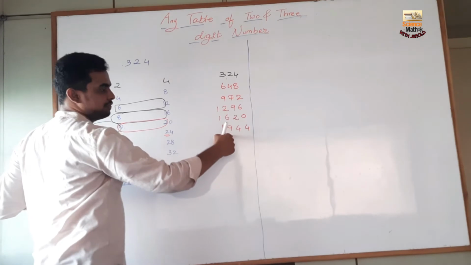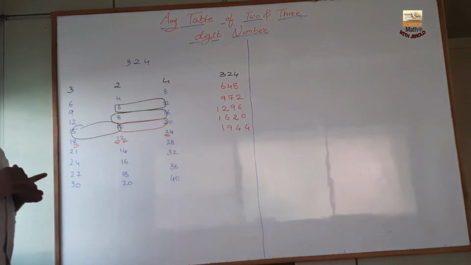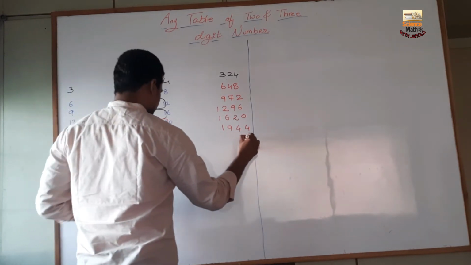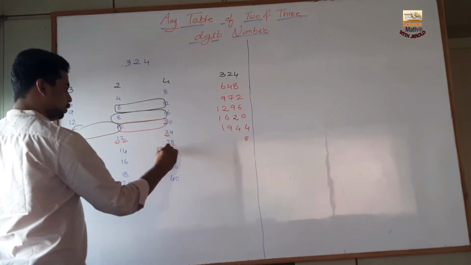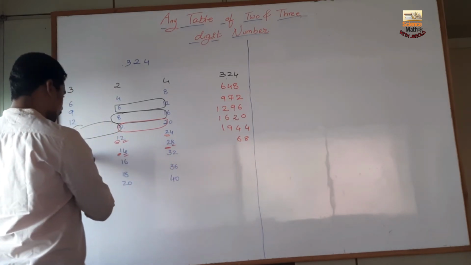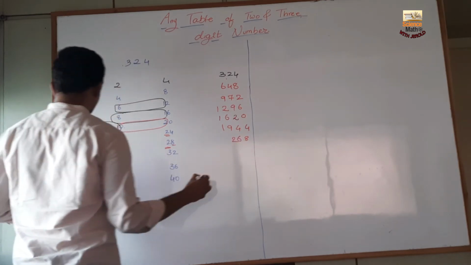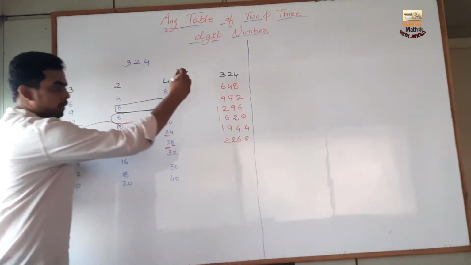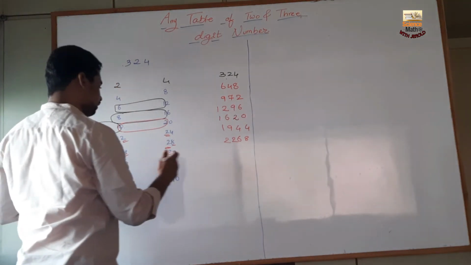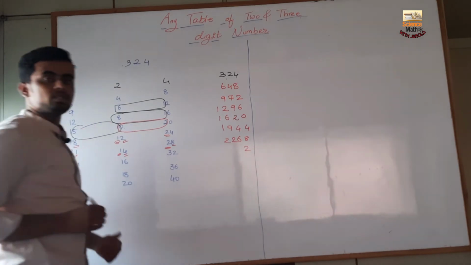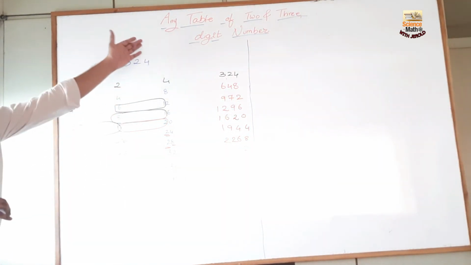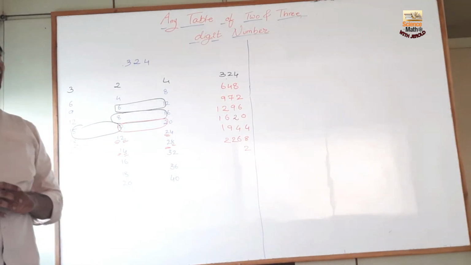So 324 6s is 1944, and here I will complete the table very easily. 8 will come as it is, 2 and 4 will get added to give me 6, 1 and 1 will get added to give me 2, and finally the number 2, and this way I will complete the table of a 3-digit number 324, which you all can cross check in a calculator or by multiplying it in the vertical method to see if the tables that I find are correct.